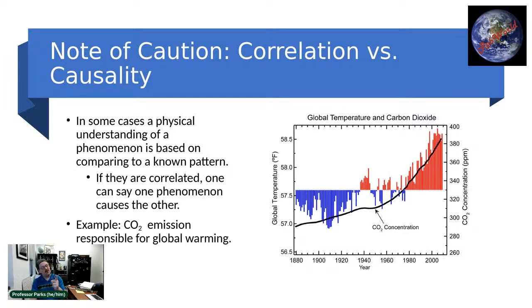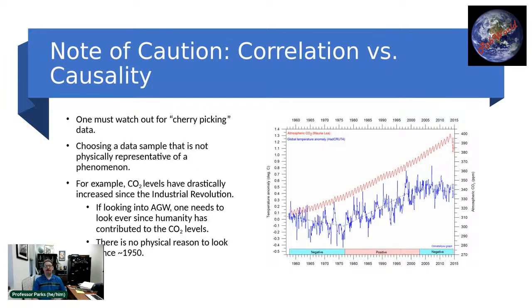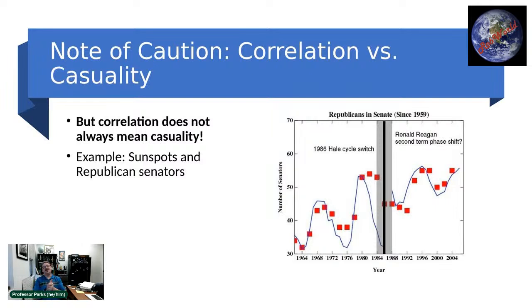But correlation does not always equal causation. My favorite piece of this is sunspots and Republican senators. This is a bit dated now, but from 1964 to 2002, you could correlate the number of sunspots seen on the sun to the number of sitting Republican senators. And there was even a time where the sunspot cycle will actually flip. Even given that flip, that correlation held.